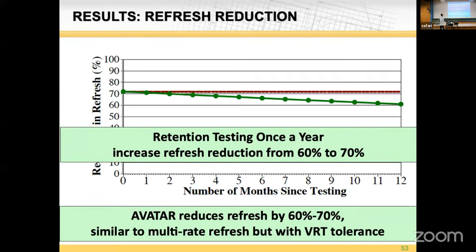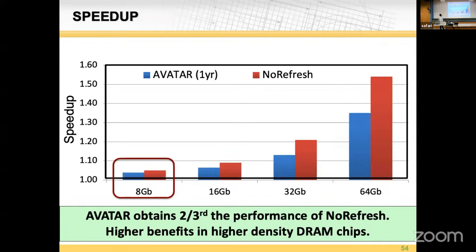So the paper concludes that retention testing once a year increases refresh reduction from 60 to 70%. And this is the speed up gains. On the y-axis, we see the speed up. On the x-axis, we see different DRAM chip densities. Red one is no refresh. And this is the headroom for improvement, right? So if we don't have any refresh, here it's some modest gain, but if you go to highly dense DRAM chips, we see more than 50% of speed up, right? For no refresh, but we cannot completely eliminate refresh. So with Avatar, you can actually achieve a high fraction of this headroom for improvement. So it obtains like 2/3 of the performance of no refresh and higher benefits in higher density here.